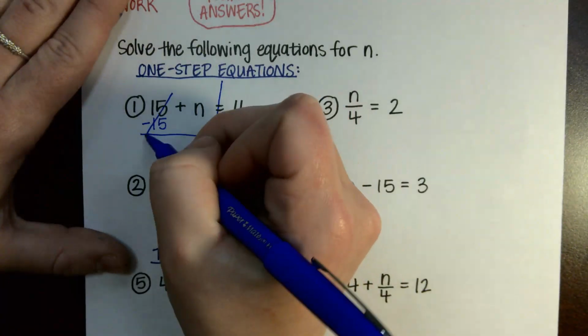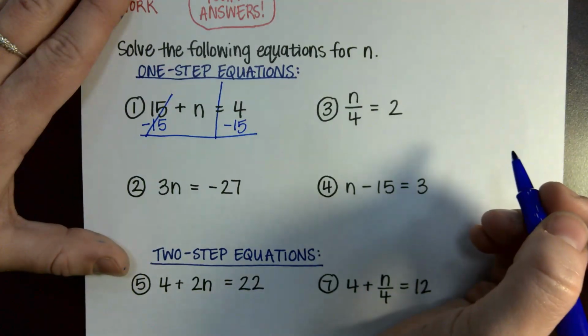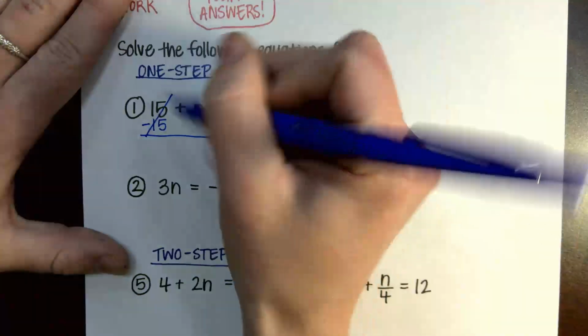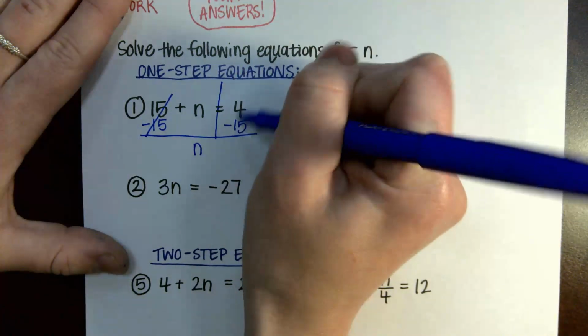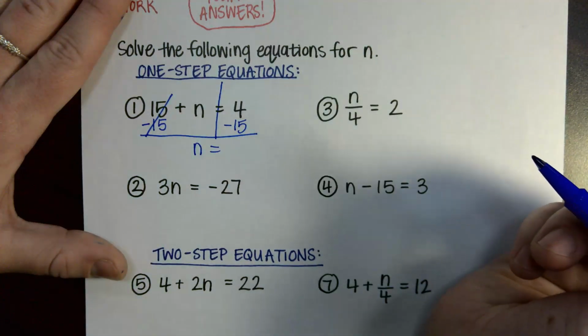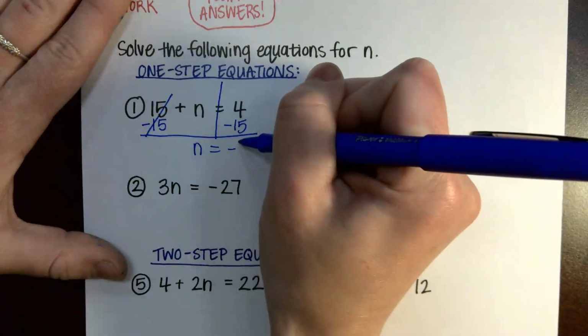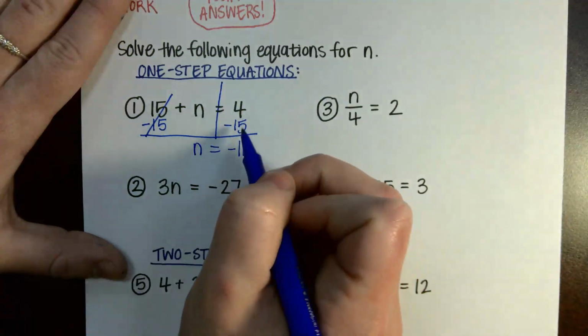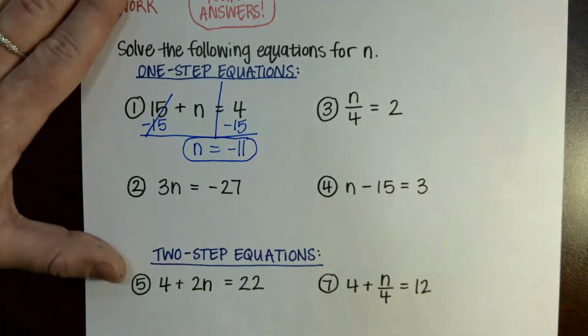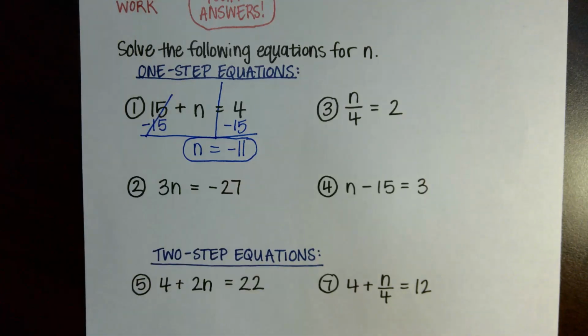All right, what happens next? Absolutely, my 15s cancel out, and then I do what? Absolutely. You could bring the n down. You could also go ahead and do that problem. What is 4 minus 15? Negative 11. Good job. Any questions about number 1? Everybody feel okay about it? Awesome.